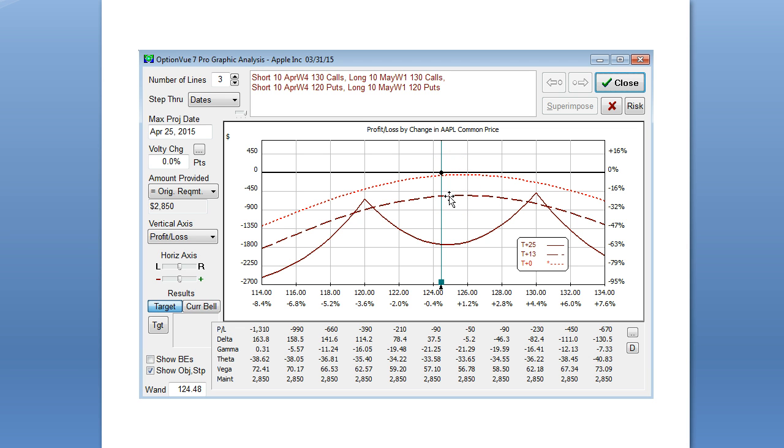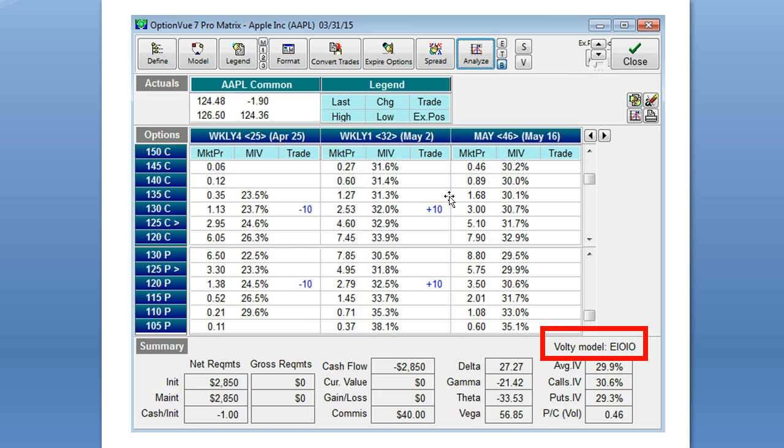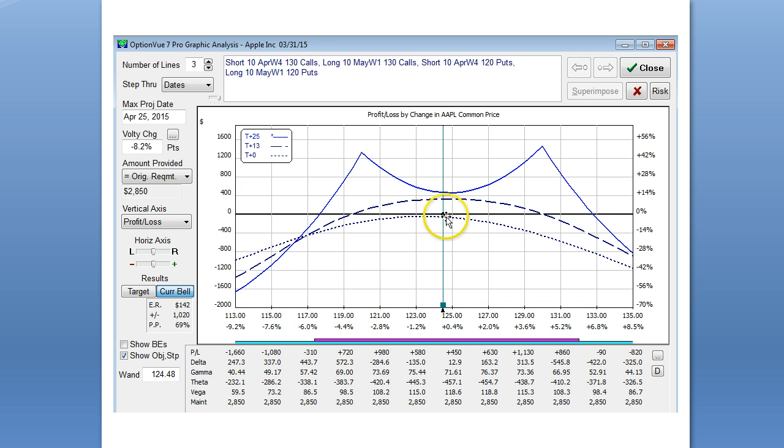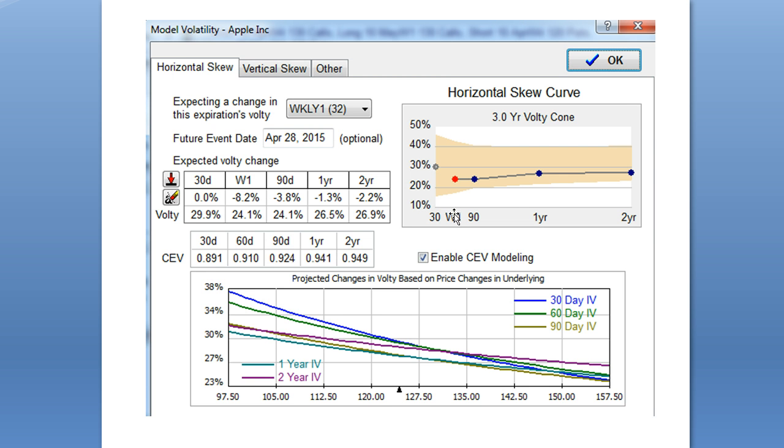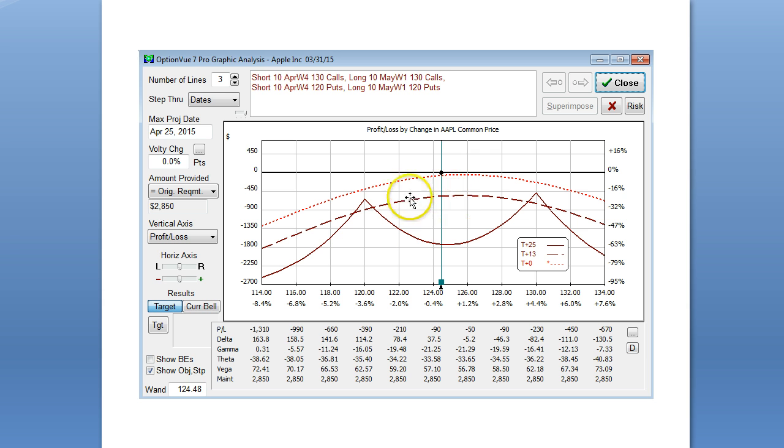But because the skew is going to widen over time, OptionVue will model that, knowing that earnings are coming out and the skews are going to widen. That's what's being modeled here. This is pretty advanced stuff here. So this is looking terrible.